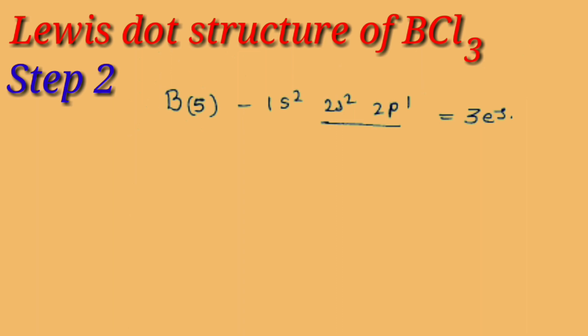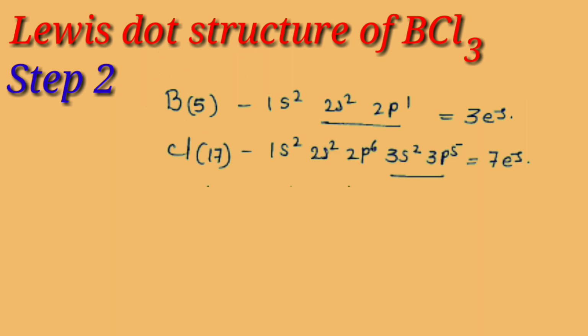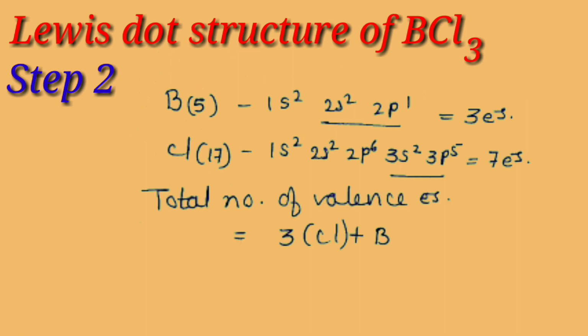So over here, boron atomic number is 5. Its electronic configuration is 1s2, 2s2, 2p1. So we can say that boron has 3 valence electrons. On the other hand, chlorine atomic number is 17. Its electronic configuration is 1s2, 2s2, 2p6, 3s2, 3p5. So we can say that chlorine has 7 valence electrons. Now, the total valence electrons comes over here as 24 electrons.